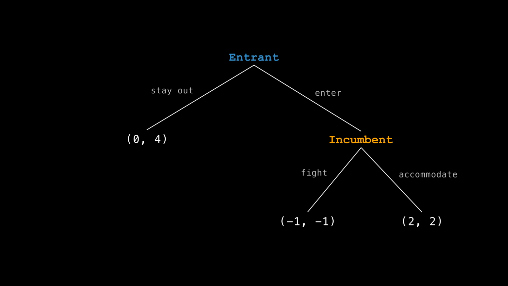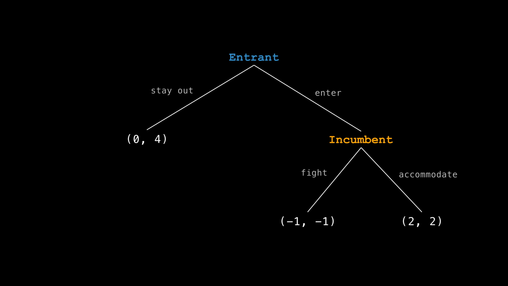If it stays out, the incumbent keeps its monopoly. So, the entrant gets 0 and the incumbent gets 4. Every leaf of the tree shows a payoff for both players. Payoffs have no cardinal meaning. We only care which one is larger, that is, their order. If the entrant enters, the incumbent decides how to respond. Either fight a price war, which makes them both lose money, or accommodate and share the market half and half.